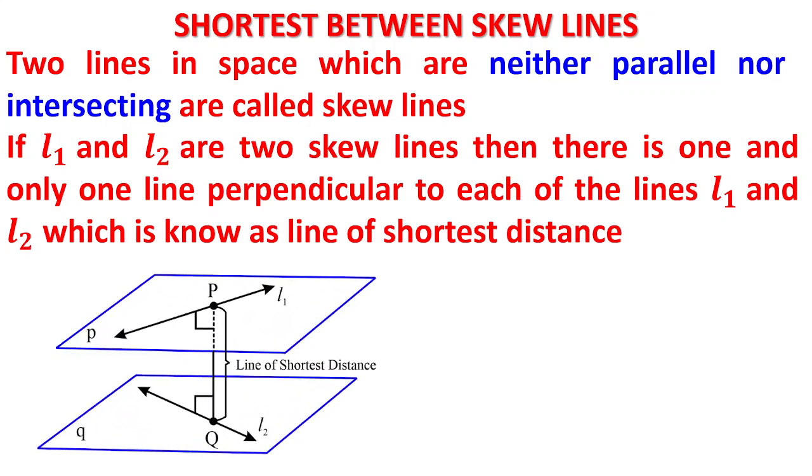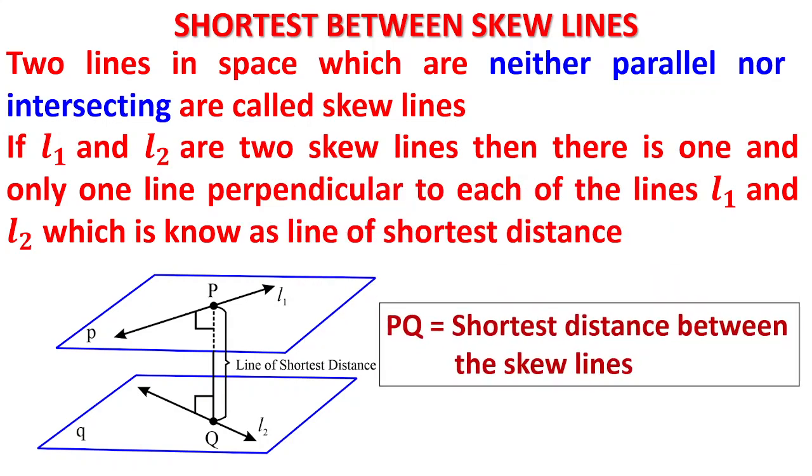Now you see, I am showing you two lines L1 and L2. They are neither parallel nor intersecting because they are in different planes. Now you are seeing that there is only one line which is perpendicular to both of them. That line is called the line of shortest distance. Now PQ is the shortest distance between the skew lines.